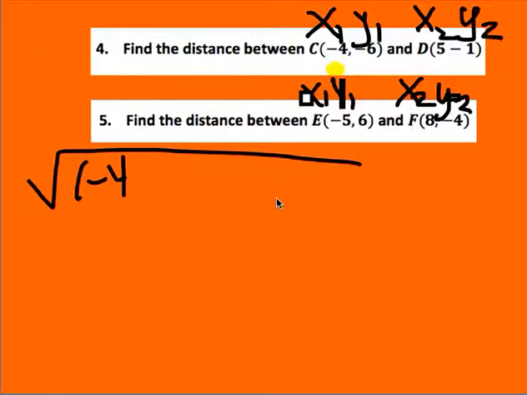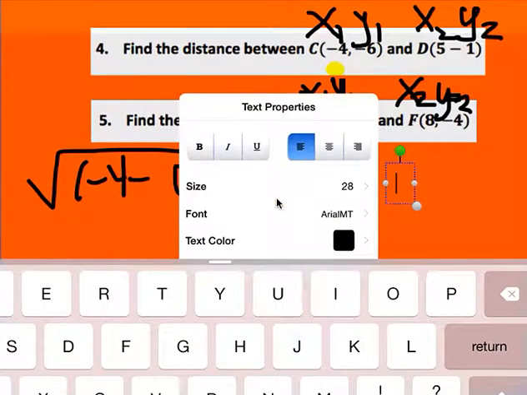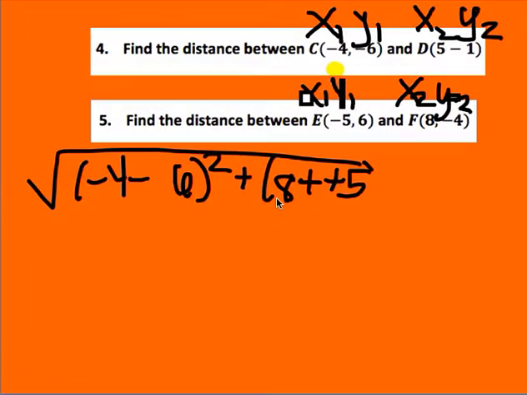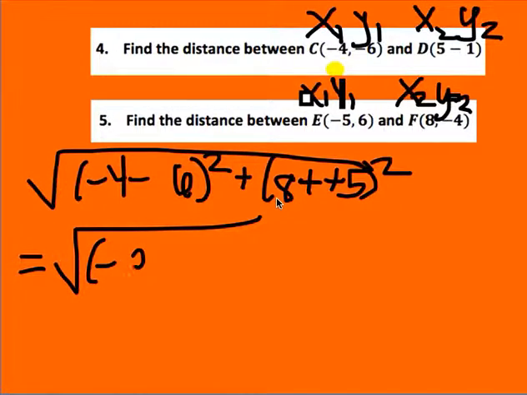So y2 minus y1 squared plus x2 minus x1 squared, subtracting a negative becomes plus a positive, and there we go. Okay, so then negative 4 minus 6. Now that actually is going to get more negative, so here I end up with a negative 10. Okay, and then 8 plus 5, that's going to become completely positive, and there I'm going to get 13.